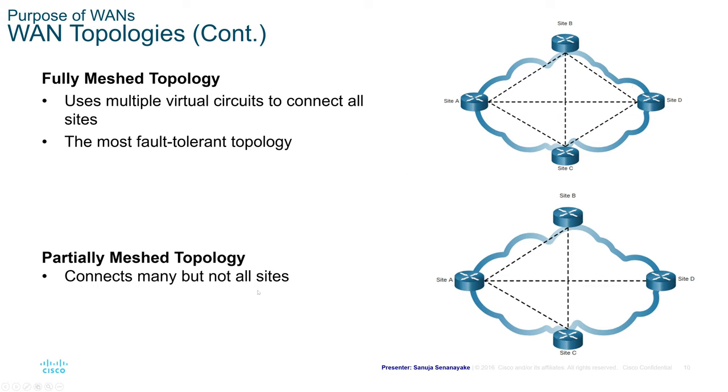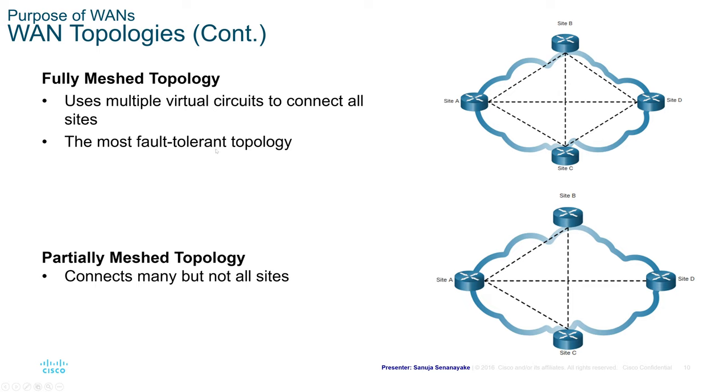Partially meshed topology connects many, but not all sites with that kind of interconnection. On the right hand side, you have a partially meshed example where site A, site B, and site C are interconnected against each other, but site D is only connected to site A. Therefore, it is a partially meshed topology.